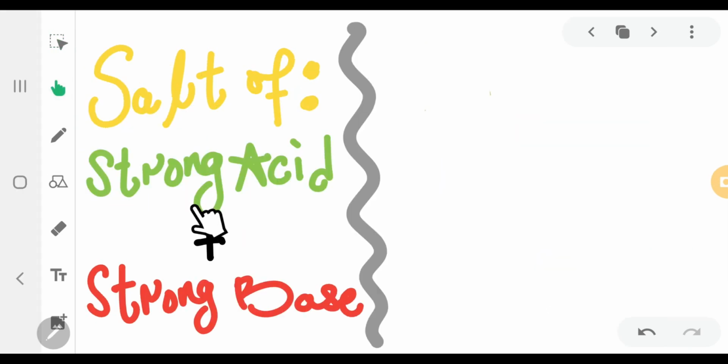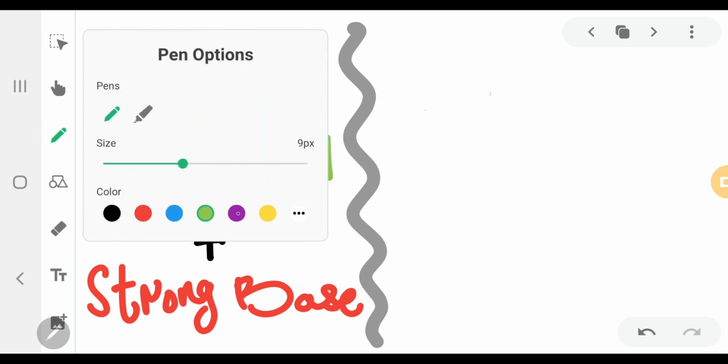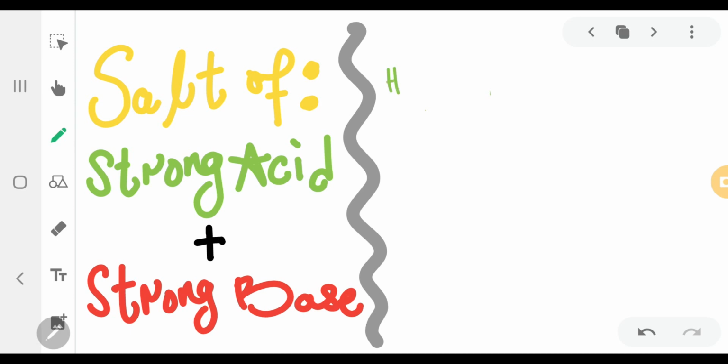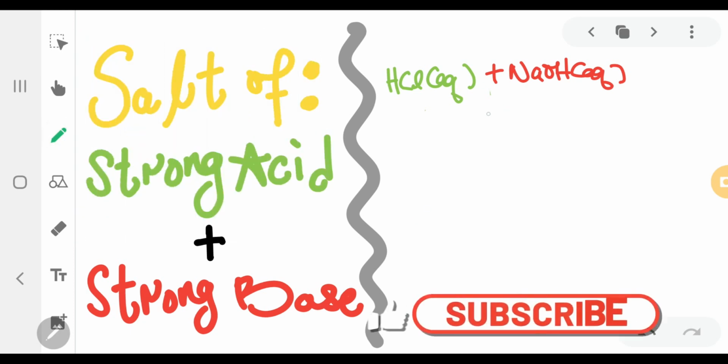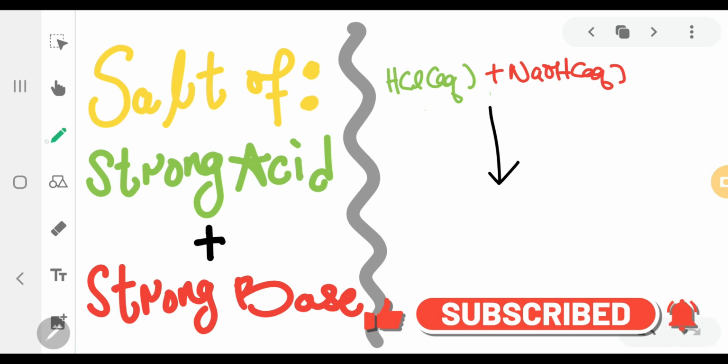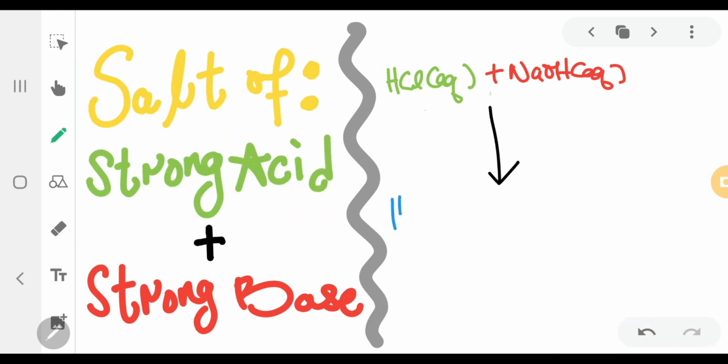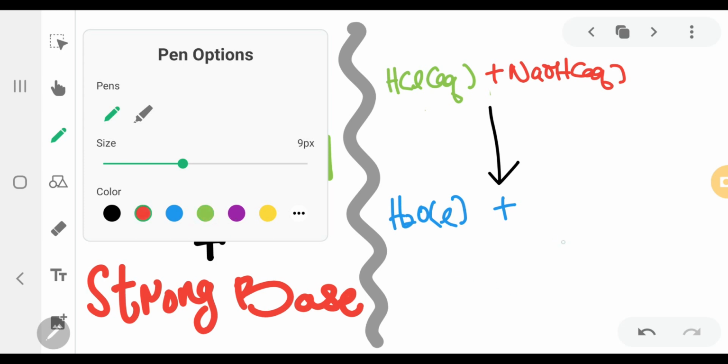Now let's have a look at what type of salt is made when a strong acid and a strong base react together. Let's take the example of hydrochloric acid. This is a very common example of a strong acid, and it will react with sodium hydroxide, which is also a very well-known strong base. When both of these solutions react together, they will produce water and, of course, the salt. The salt that will be made is sodium chloride.